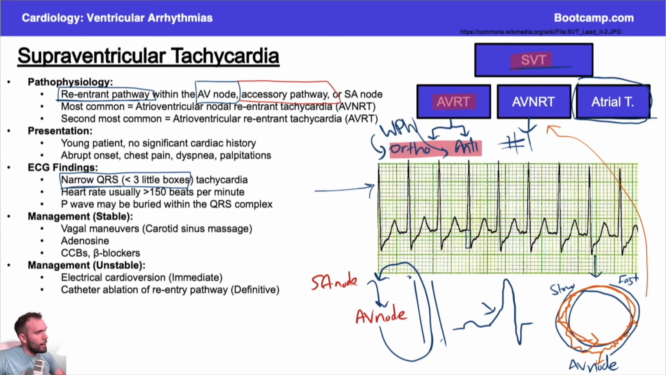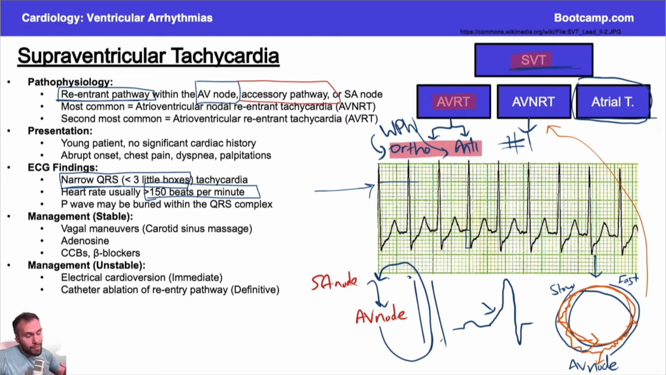So if you see narrow complex, you're thinking things like SVT, which could be one of these 3 variants. It could be atrial flutter, atrial fibrillation, and we already talked about how to differentiate those. One big thing is, SVT is going to have regular RR intervals, which differentiates it from AFib. You're not going to see the flutter waves like we talked about with atrial flutter. The heart rate usually tends to be greater than 150, but like I said, this isn't a hard and fast rule, so it doesn't necessarily differentiate it from sinus tachycardia.